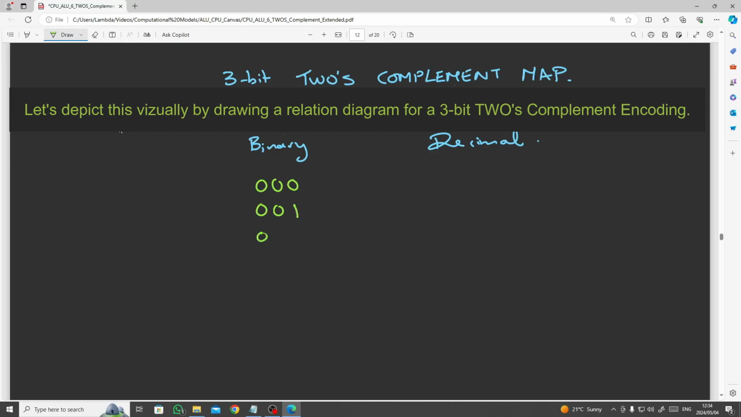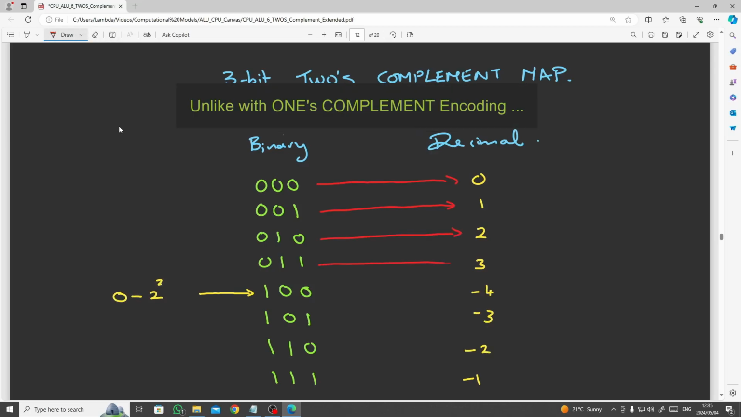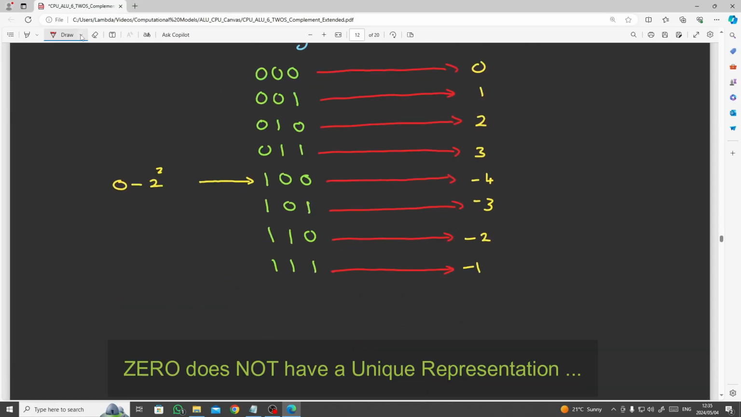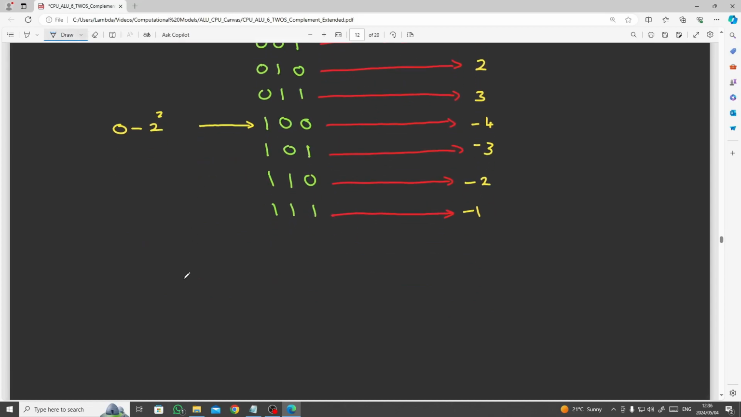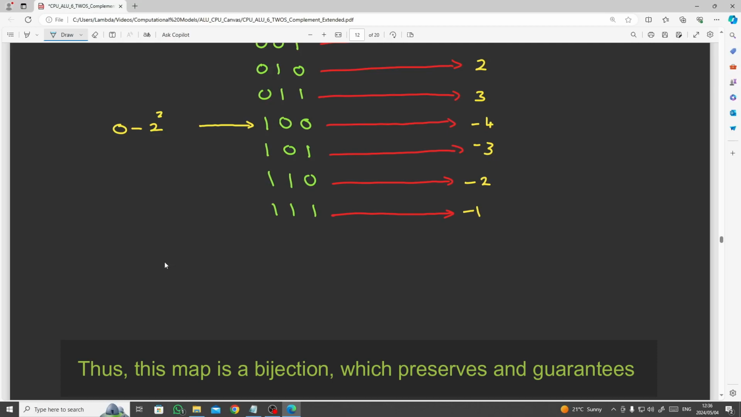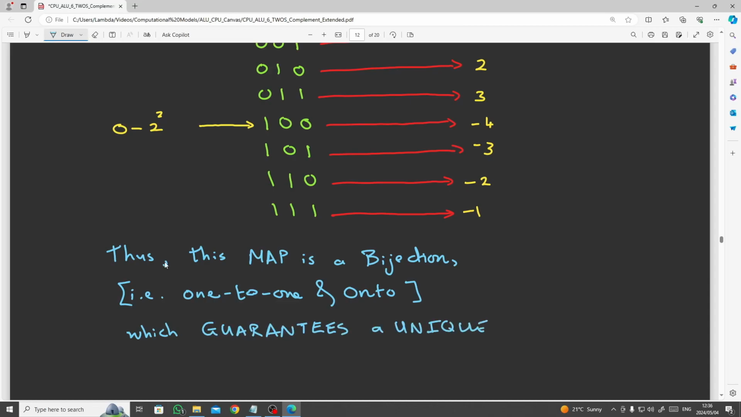Let's depict this visually by drawing a relation diagram for a 3-bit 2's complement encoding. Unlike with 1's complement encoding, 0 does not have a unique representation, whereas 2's complement encoding preserves the one-to-one and surjective map. Thus, this map is a bijection, which preserves and guarantees a unique inverse for each element.